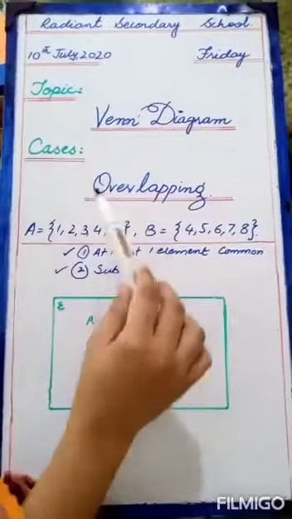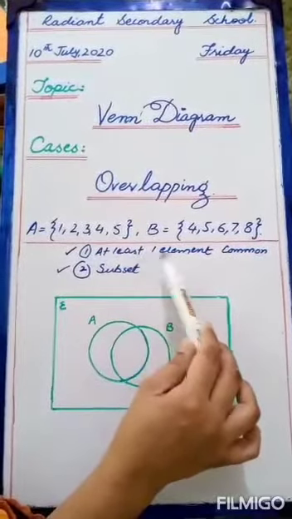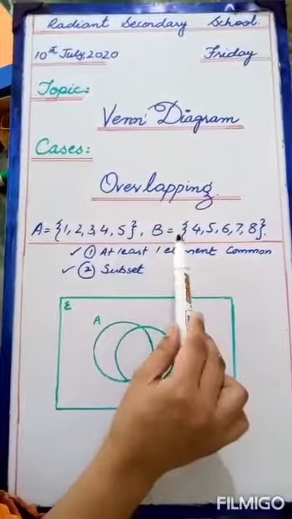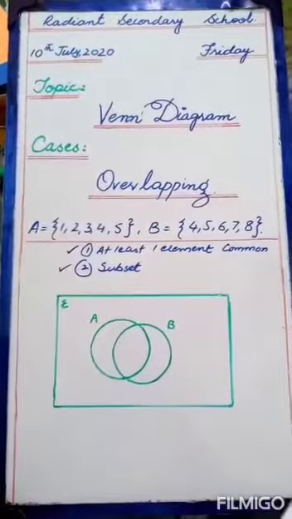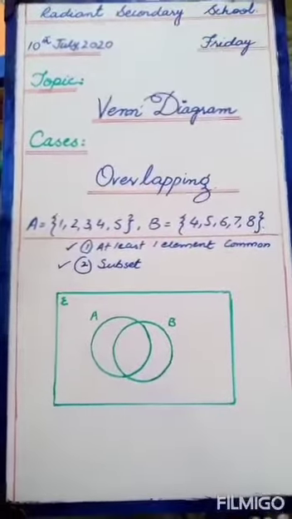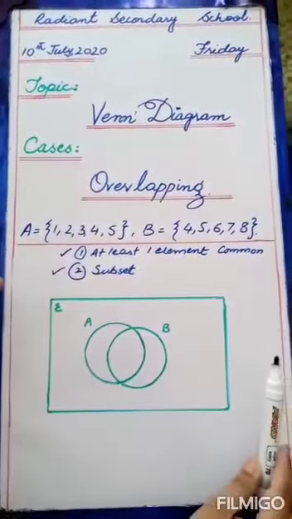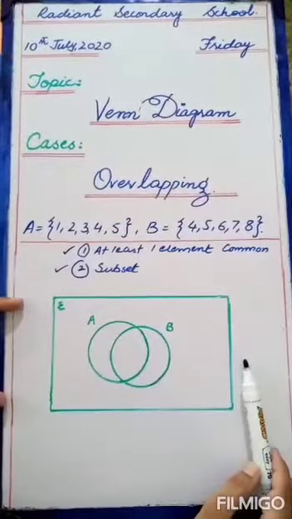And for the overlapping, you have two conditions. Number 1 condition, at least one element should be common. And number 2 condition, no set should be the subset of the other one. Okay, now it is clear how you will check the case of overlapping. Very good. Now whenever you have the case of overlapping, we will make this type of diagram.